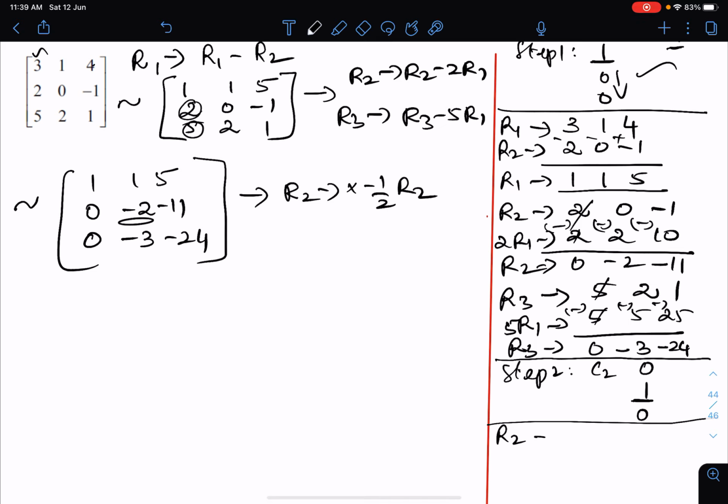So R2 is going to be transformed as minus 1 by 2 into R2. What is our R2? 0 minus 2 into minus 1 by 2 is going to give you 1, and here plus 11 by 2. This is going to be changed like this. So you can write your equivalent matrix 1 1 5, and similarly for R3, what are you going to do? The same way you are going to do it.